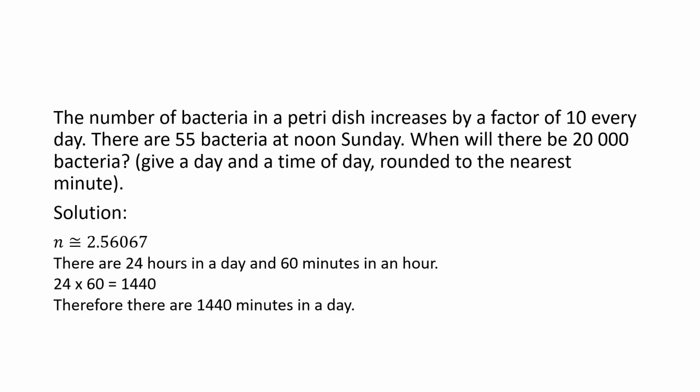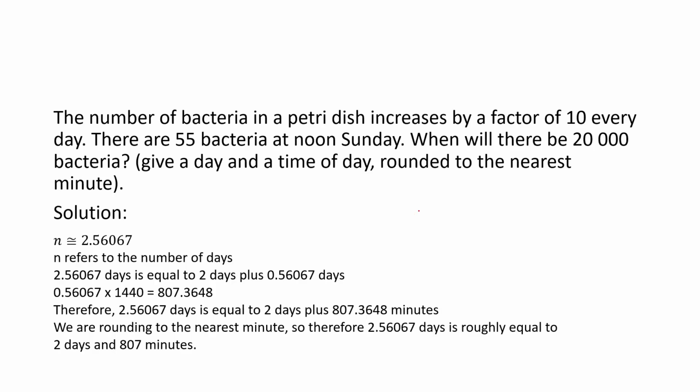So when we see that we've gone 2.56067 days, what that means is we've gone 2 days, and in addition to that, we've gone 0.56067 days. Okay? So that's what it says here, 2 days plus 0.56067. Now, 0.56067 times 1440 is equal to roughly 807.